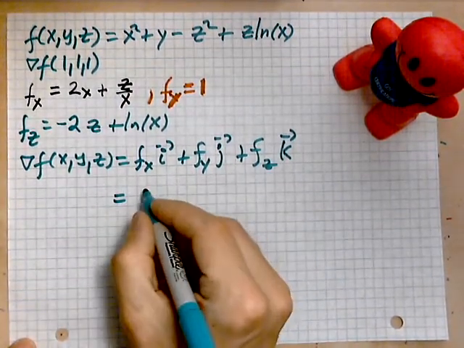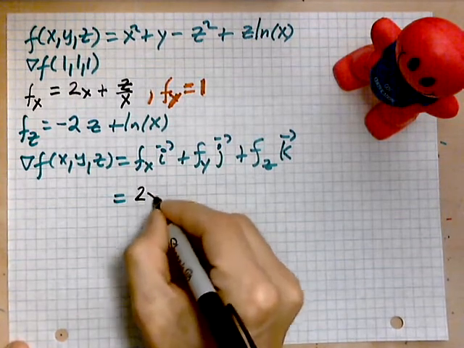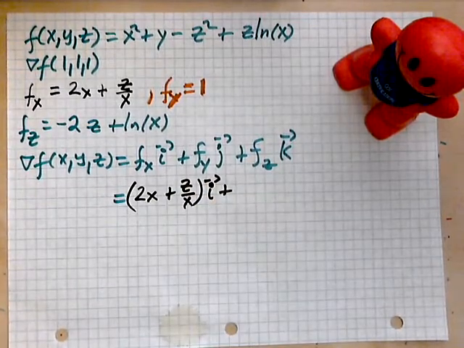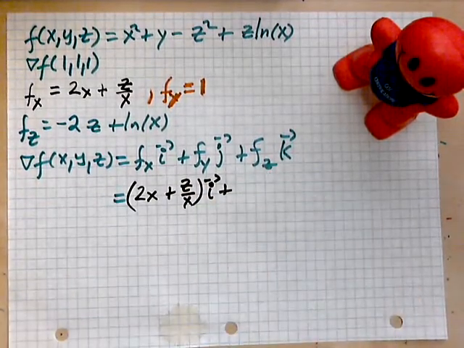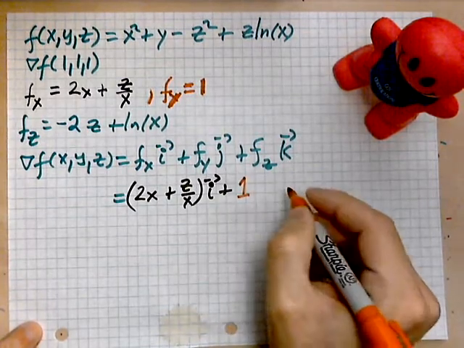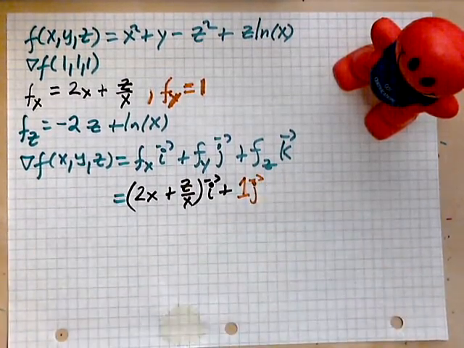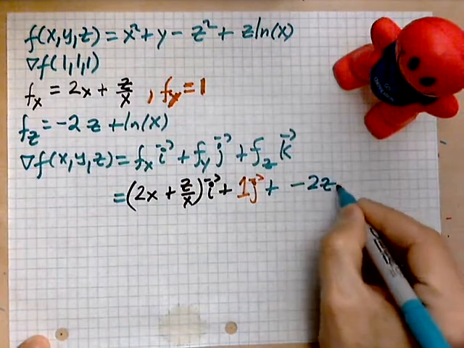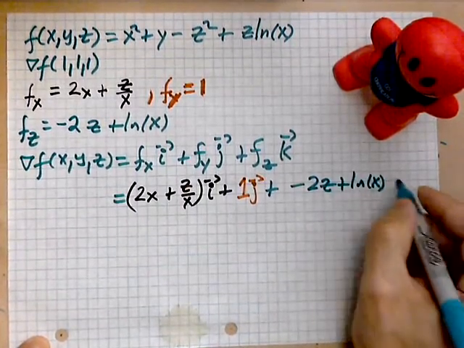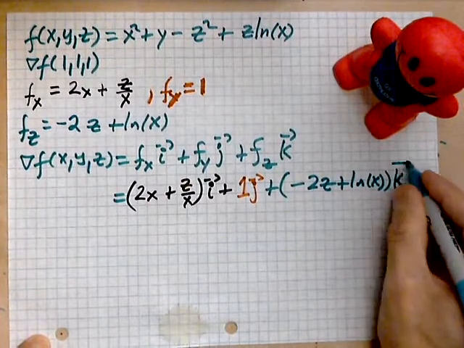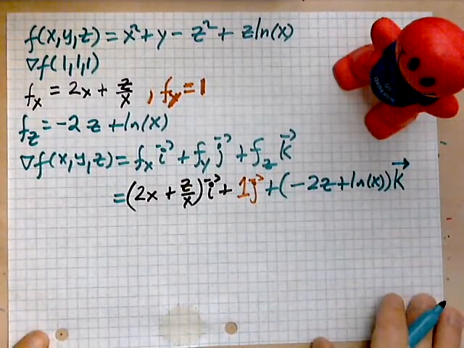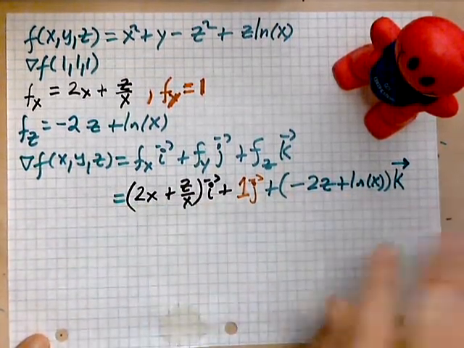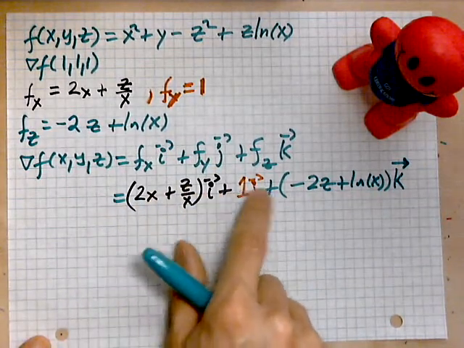F sub x is 2x plus z over x. So this is our i component. And we add to this the j component, which is just, in this case, very nicely 1j, and then we add to this the k component, which is very nicely negative 2z plus ln of x. And this is the component in that direction. So this is the gradient vector for any value of x, y, and z. You see it's all in terms of x, y, and z.